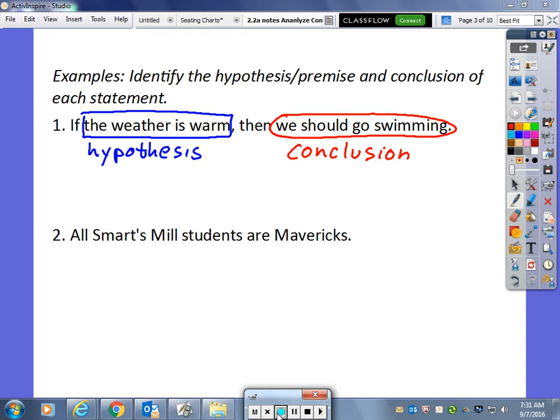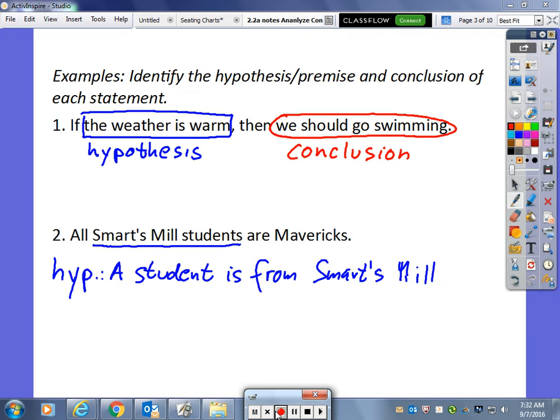Let's look at that next example. As I said before, not every conditional statement is written in if-then form. This next one says all Smart's Mill students are Mavericks. So we need to figure out first what's the hypothesis and what's the conclusion. In this case, the hypothesis is the student is from Smart's Mill, and the conclusion that follows from that is that the student is a Maverick.